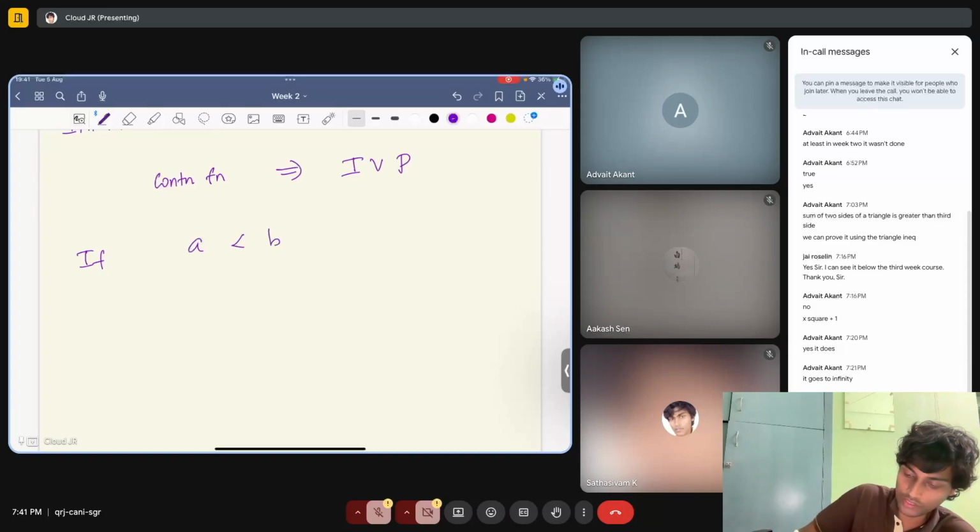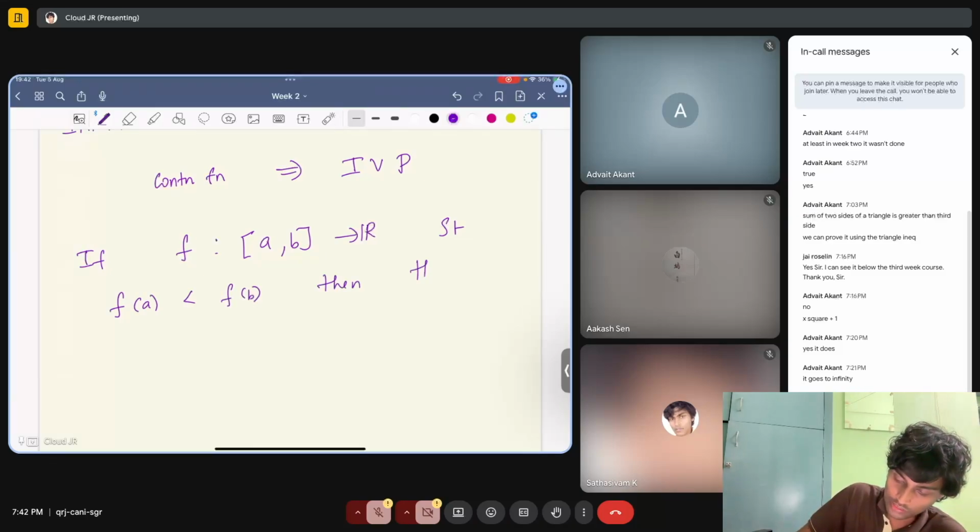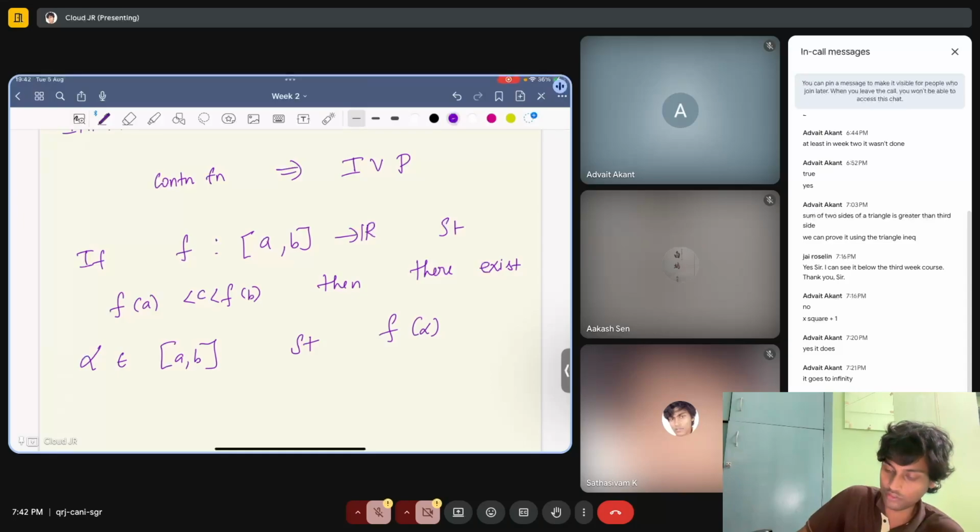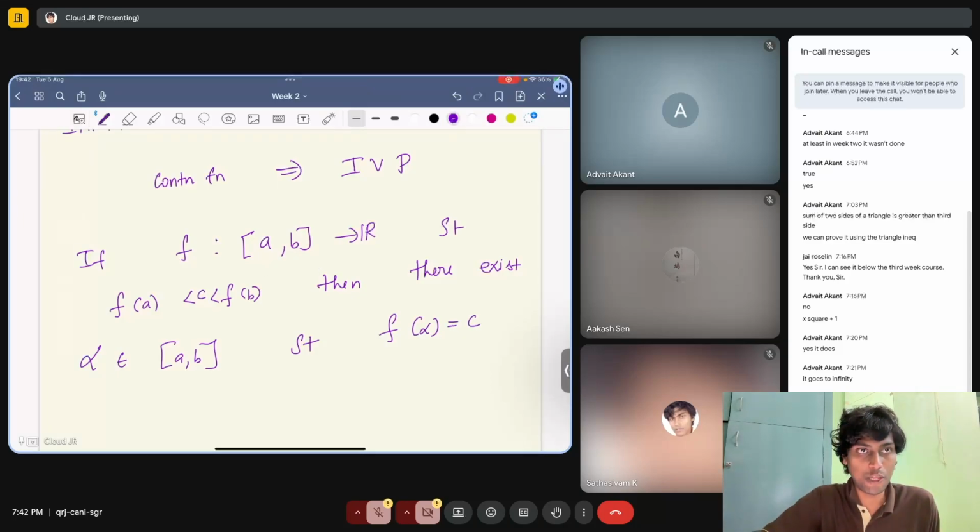if A is less than B, and f is a function defined on [A, B] to R such that f of A is less than f of B, and f of A is less than C less than f of B, then there exists alpha belonging to (A, B) such that f of alpha is equal to C. Okay, so this is the intermediate value property.